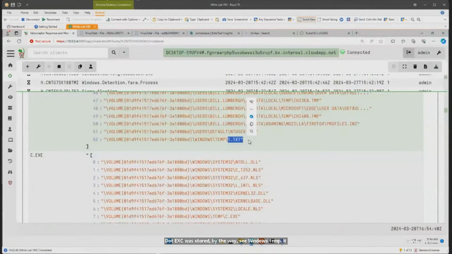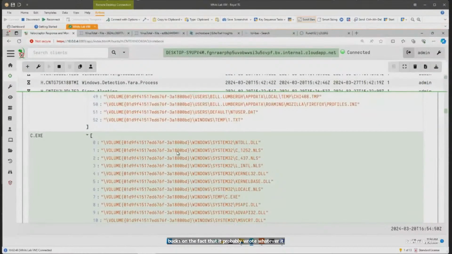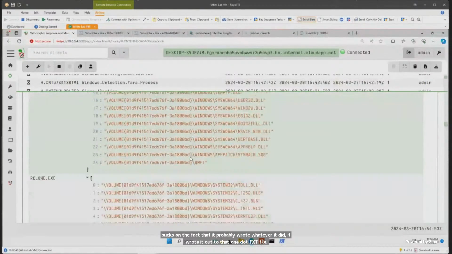Folks, if I was a gambler, I'd put a couple bucks on the fact that it probably wrote whatever it did out to that one.txt file. I now know where I'm going next, right? I'm gonna go look at that. But hey, I do want to show you one other really cool thing.